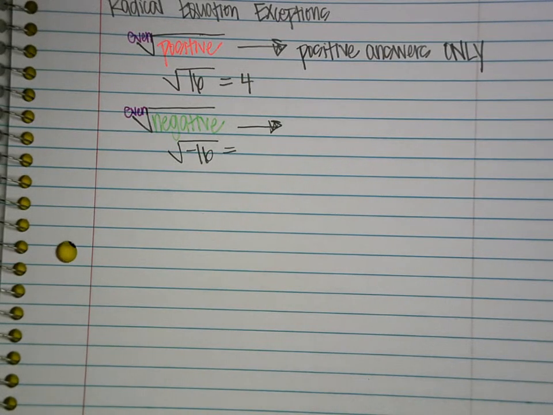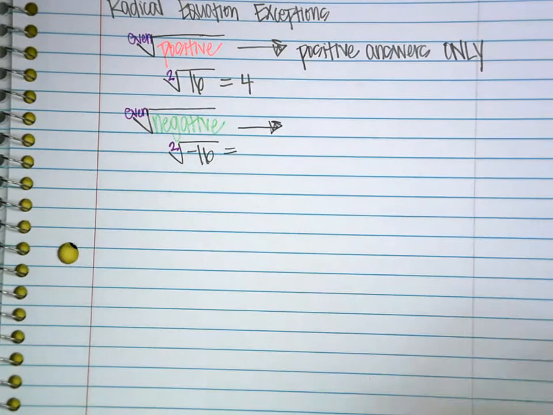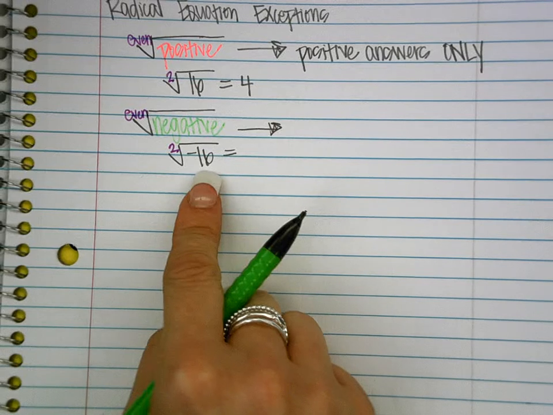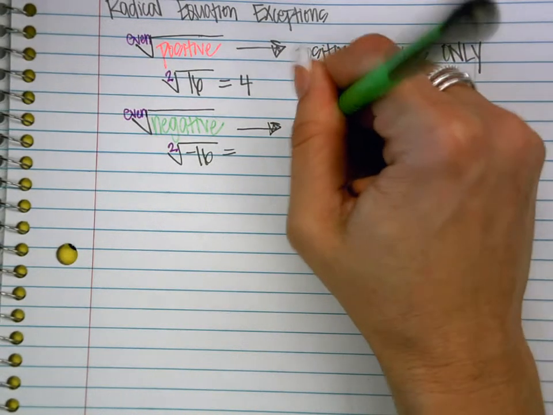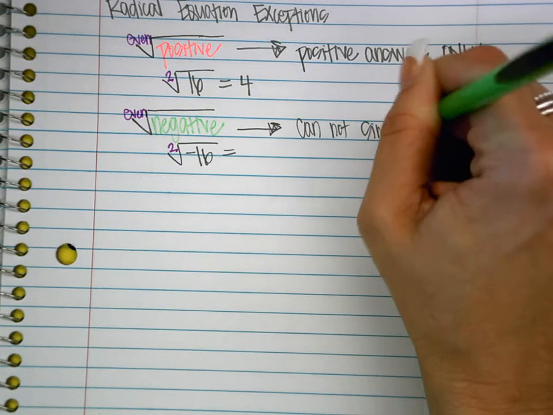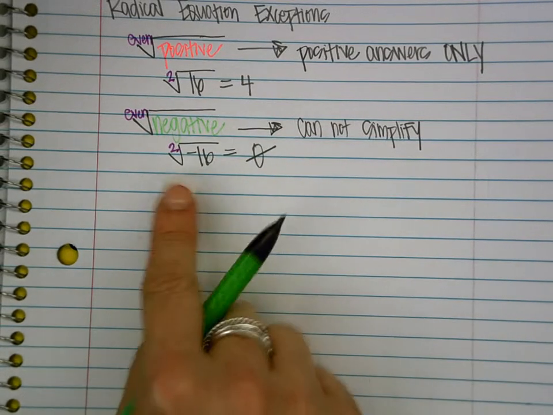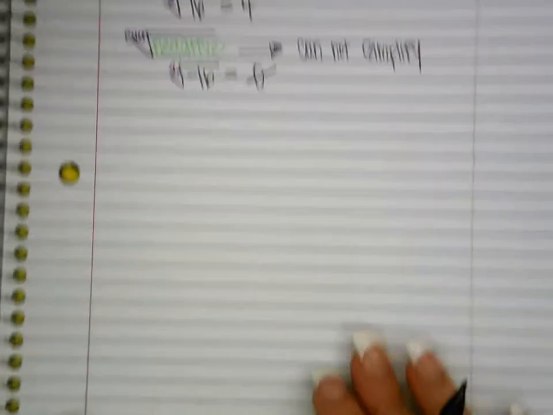Just in case we didn't realize this, remember there's always an invisible 2 here if it's not written. Can you multiply 2 identical things together to get a negative 16? No. This cannot be simplified. The easy way to say that is no solution, so 0 with a slash through it. We cannot multiply 2 integers together, the exact same things, and get a negative. It just doesn't work.